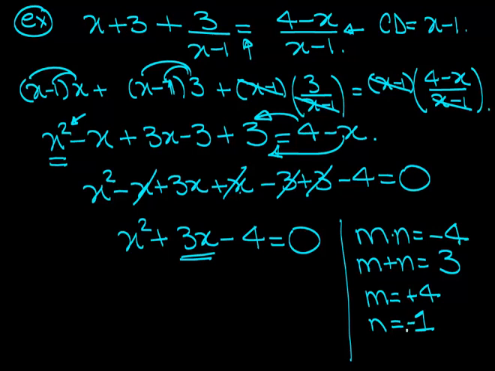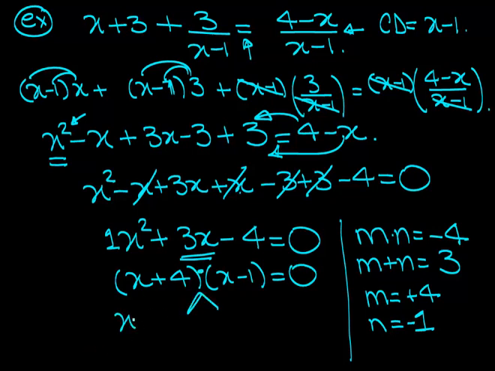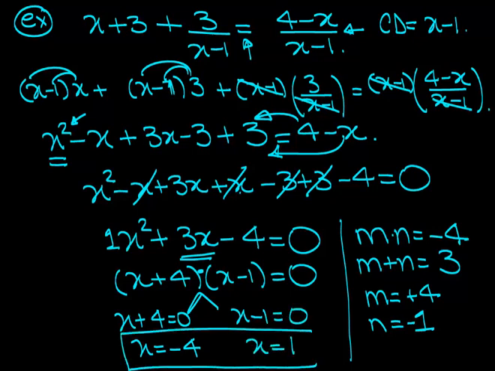Positive 4 and negative 1. Positive 4 times negative 1 is negative 4, and positive 4 minus 1 is 3. And since the leading coefficient is 1, I get x plus 4 and x minus 1 is 0. This product is 0, so I'm going to use the product theorem. So I get x plus 4 is 0, so x is equal to negative 4. x minus 1 is 0, so I get x is equal to 1. So those are your answers to that problem.